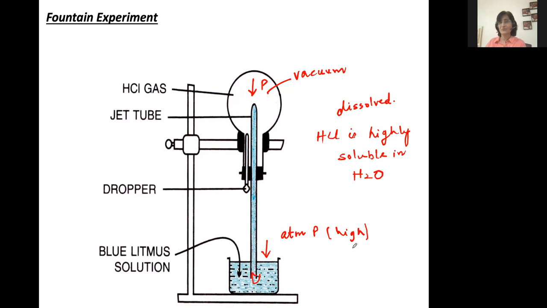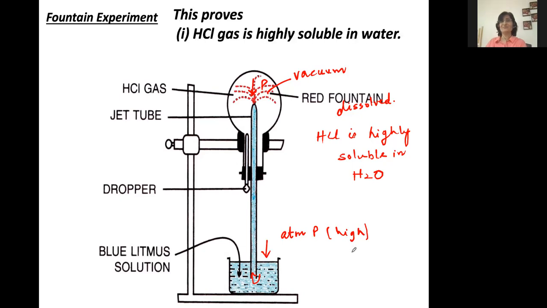And see what happens when this blue litmus comes out into the round bottom flask. A beautiful red fountain is seen. So this experiment proves, first thing, that HCl gas is highly soluble in water. Because HCl is soluble in water, there was a partial vacuum created. Because of the partial vacuum, the blue litmus solution rushed through the jet tube and came out as a red fountain.